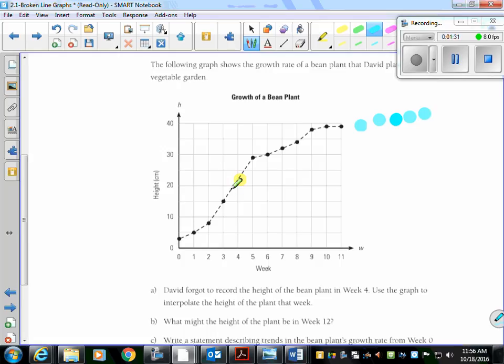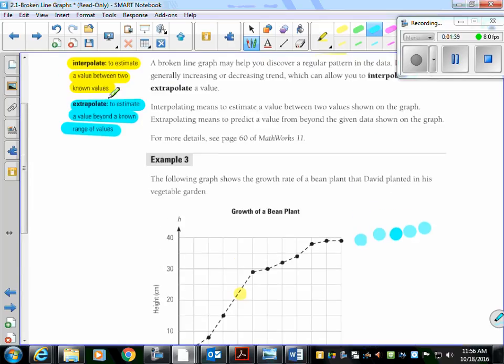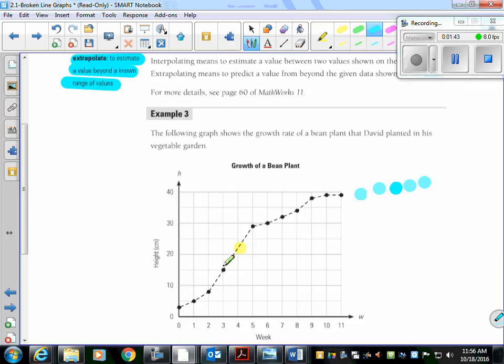It's not like here between 3 and 4 weeks where I can estimate with that dotted line thing, right? So when I estimate with interpolation, it's a little easier because I have that dotted line to follow. But when I extrapolate, it's a little harder because there's no dotted line out there.